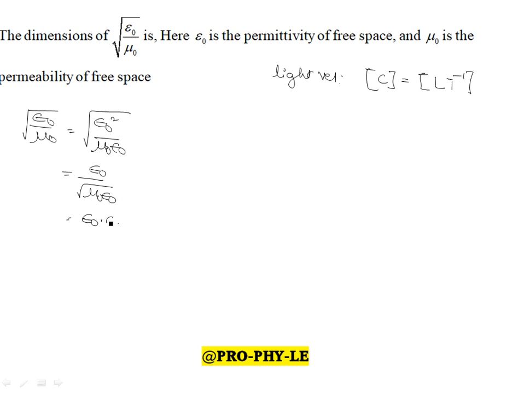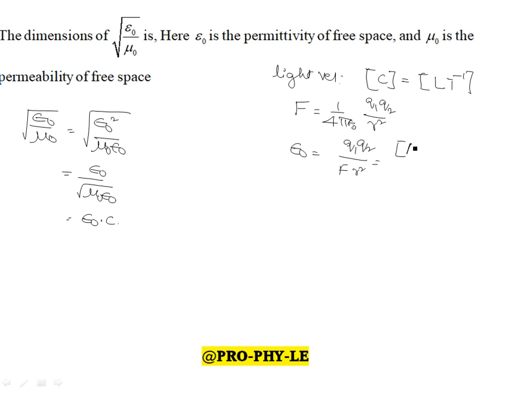Now I have to identify the dimensions of epsilon naught. For that I will take help of Coulomb's law, that is 1 by 4 pi epsilon naught q1 q2 by r square. So epsilon naught will have dimensions of, I can neglect this 1 by 4 pi which is a constant, that will be q1 q2 by f r square.